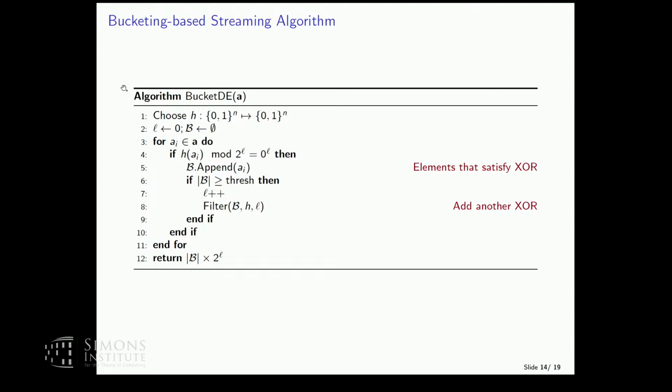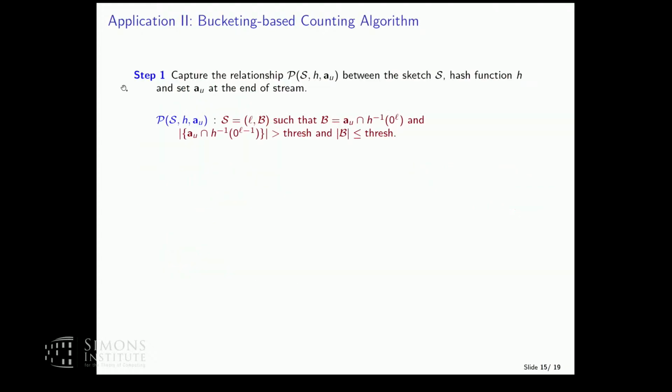So let's now use our recipe, take this algorithm and come up with a new model counting algorithm. The first step of our recipe is to figure out what is this property between the sketch, the set of hash functions, and the set AU. Well, it's really the algorithm at the end of the stream. What does it do? It contains the bucket. So the bucket has all the elements whose last L bits are 0. And the level with which we end the algorithm is that if you were to have the level L minus 1, then we would have more than threshold many elements. That's the reason we increase the value of L.